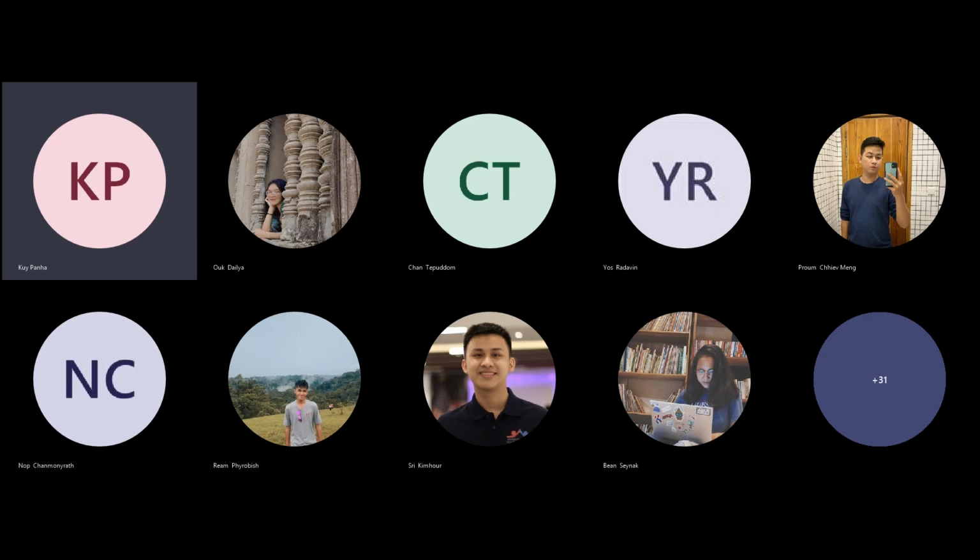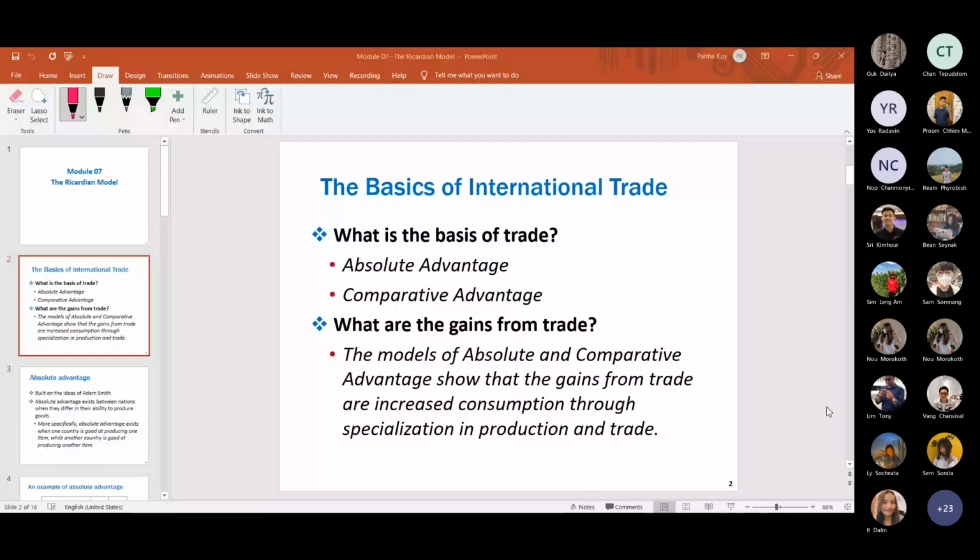Yeah, so I need to move my slide. Okay, and this one's again from trade. What are the gains from trade? I think I already discussed to you the model of absolute advantage and the comparative advantage.